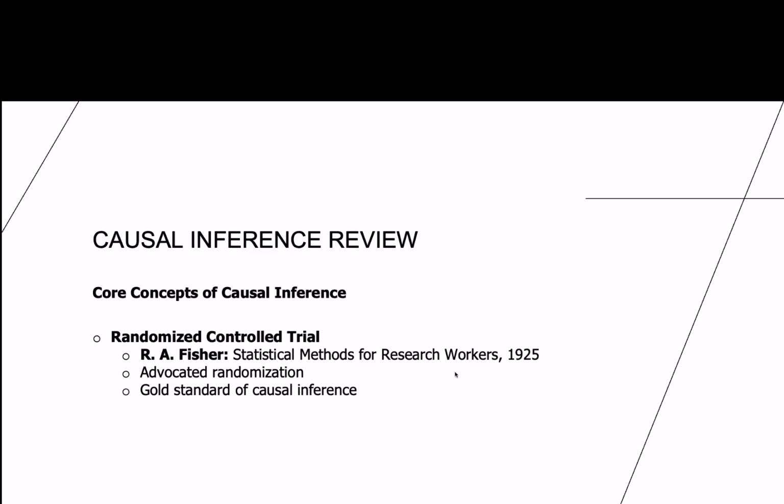In the 1920s, R.A. Fisher introduced randomization in experiments. By randomly assigning participants to treatment or control groups, we reduce bias and ensure the groups are comparable. This lets us isolate the treatment effect, the only systematic difference between the groups.